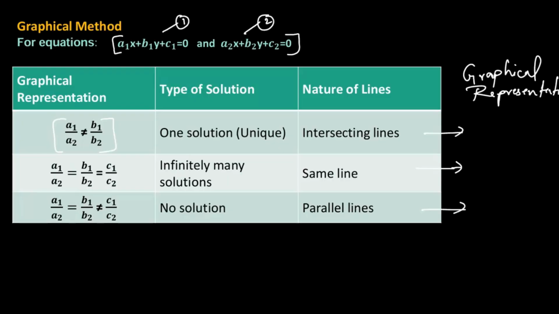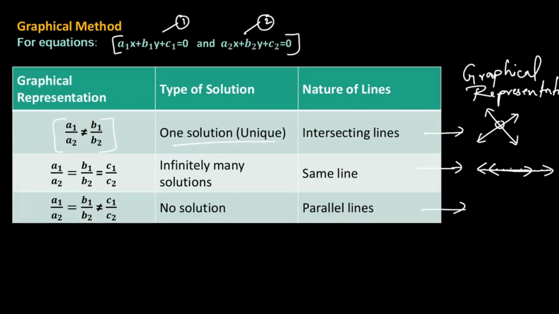The nature of the lines are intersecting lines. So they intersect like this. They are meeting only here, only one time. So that's why only one solution. If you look at the second one, a1 by a2 is equal to b1 by b2 is equal to c1 by c2. So it is having infinitely many solutions. The nature of the line is same line, nothing but one line is lying on the other line. Both the lines, you will have n number of points on this. So that's why infinitely many solutions.